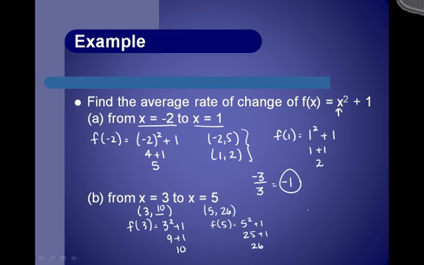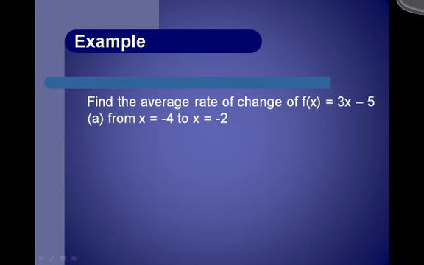So to use our rate of change formula, remember it's y2 minus y1 divided by x2 minus x1. So we'd get 26 minus 10 divided by 5 minus 3, which would give us 16 over 2. So the average rate of change is 8 from x is 3 to x is 5.